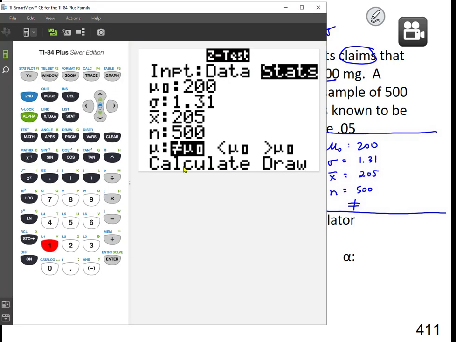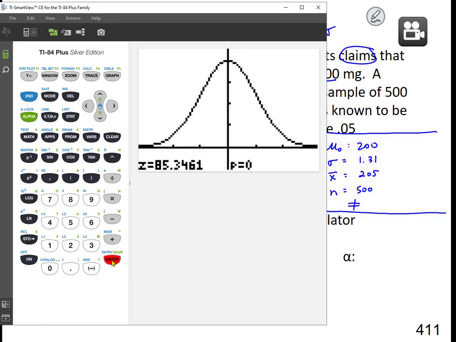I've already put that into my graphing calculator under the Z test. Make sure that your numbers are correct as well and that you've highlighted the not equal to. Hit draw. We don't see any shading this time. It's probably pretty small. And the Z-score is ridiculously huge, 85.35, but we're going to go with it.